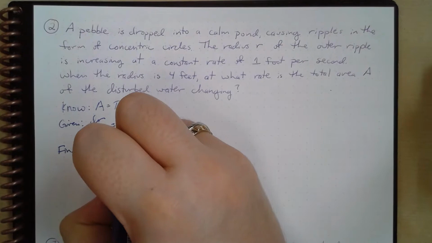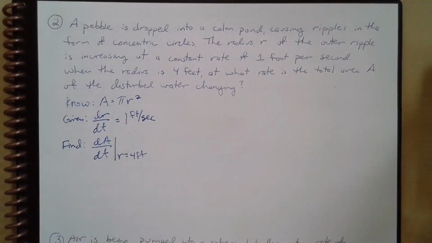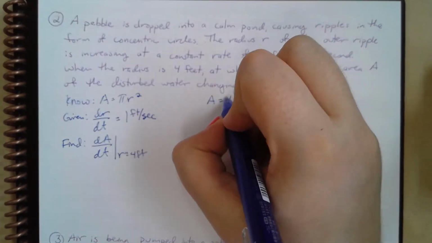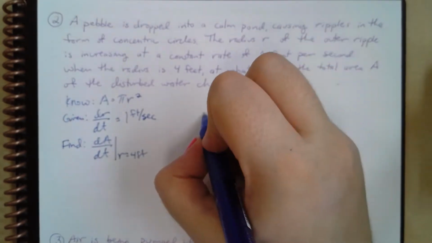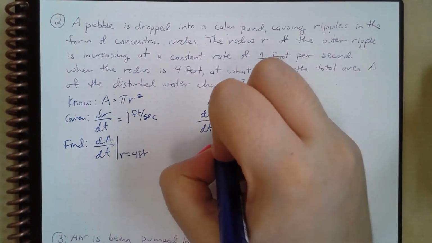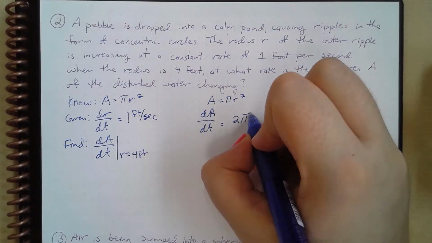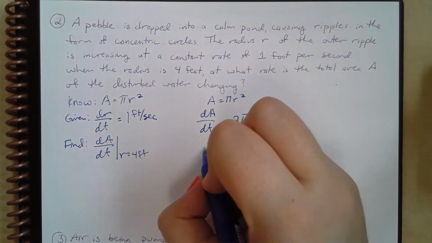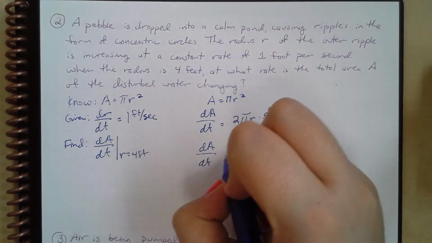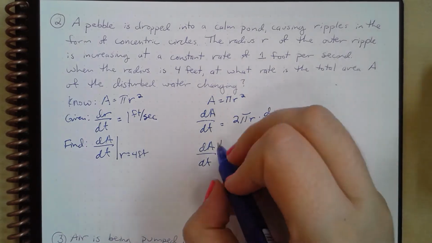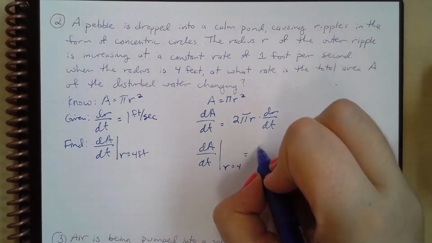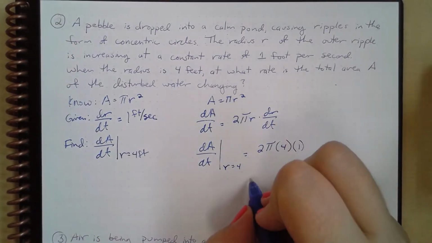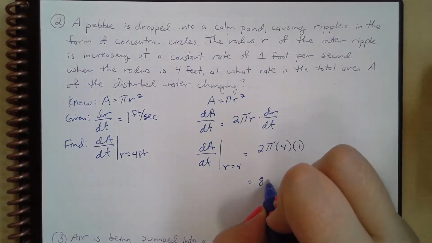At r equals 4 feet. That was actually given to us. So we're going to find dA over dt. We can take A equals pi r squared, and we're going to use implicit differentiation. So dA over dt is equal to 2 pi r times dr over dt, right? So dA over dt, I can't simplify that anymore. I can actually just solve this now. When r is equal to 4, it's going to be equal to 2 times pi times 4 times 1, which is going to be equal to 8 pi.